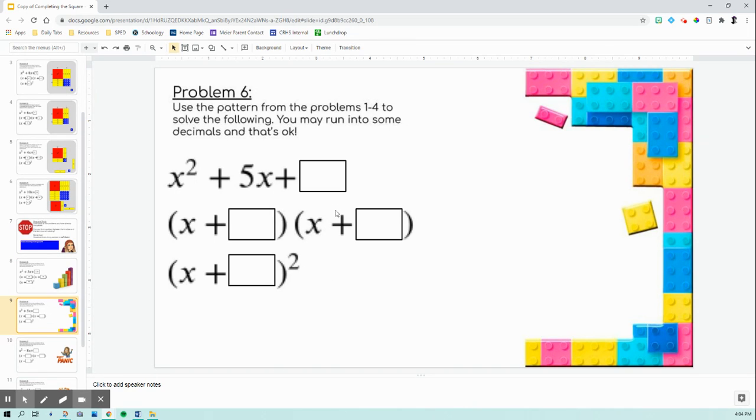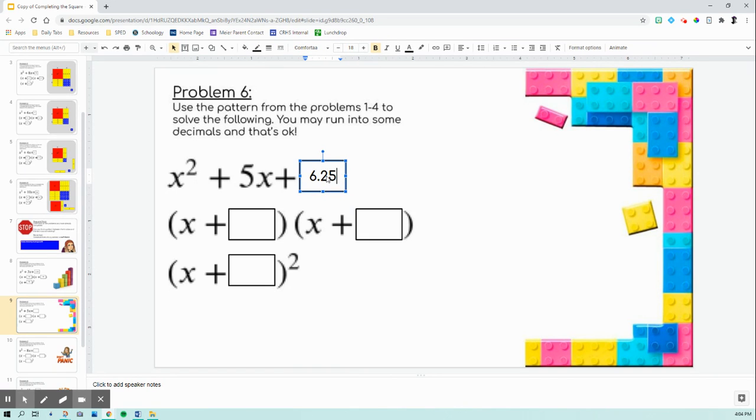And problem number 6 is a very similar situation. Just now we have x squared plus 5x. So we're going to do the same thing. We're going to take 5 divided by 2, which gives us 2.5. And then we're going to square that. And we get 6.25. So then the dimensions of the square, we just used that 5 divided by 2. So we'd have 2.5 of those yellow rectangles across the top and 2.5 of those yellow rectangles going down the side.